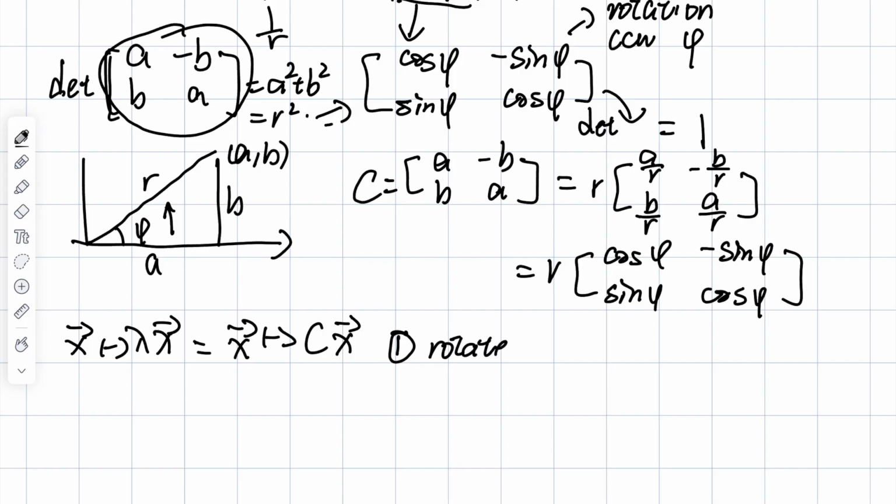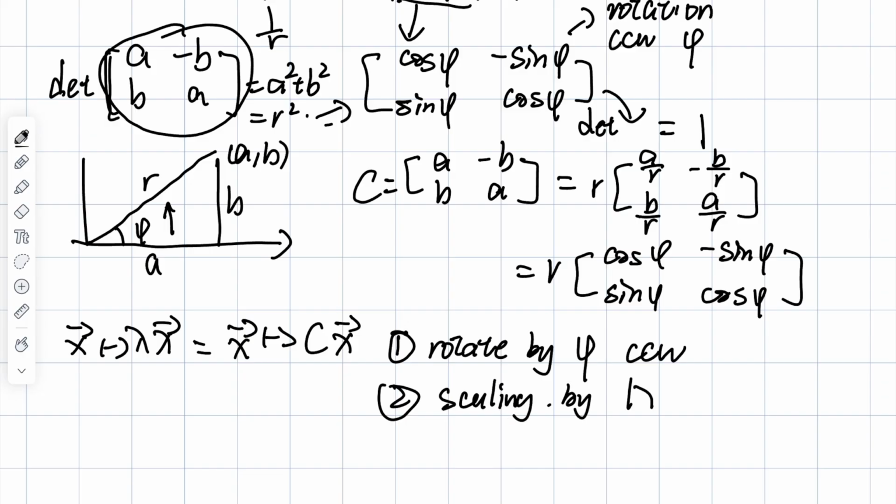rotate by 5 degrees counterclockwise, and the next step is scale by the length of lambda, or r, or root of a squared plus b squared.